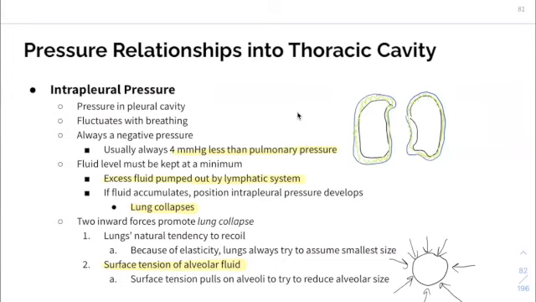Well, we have surface tension in our alveoli in our lungs as well. This surface tension is actually going to reduce the size of the alveoli once they've been stretched.